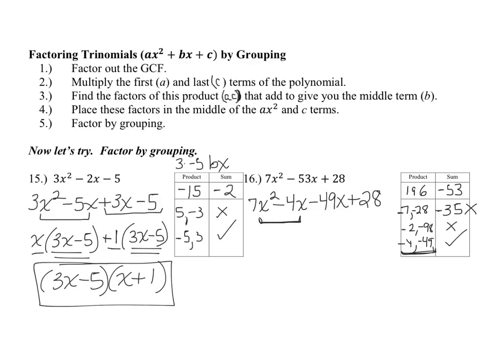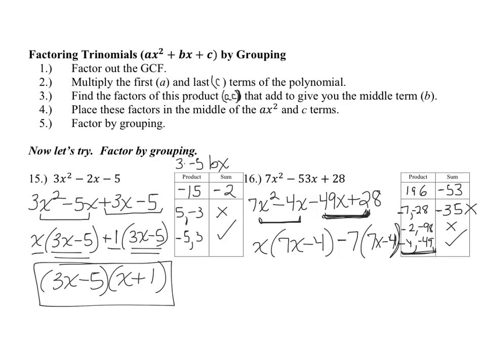So now we're going to group it, right? We're going to group the first two and the last two terms together. So we're going to pull out the GCF. The first group is just an x. And then you're left with a 7x minus 4. And then in the second group, the GCF of negative 49 and 28 is going to be negative 7. We're pulling out a negative 7 because that first term is negative. That's going to then give me 7x minus 4.